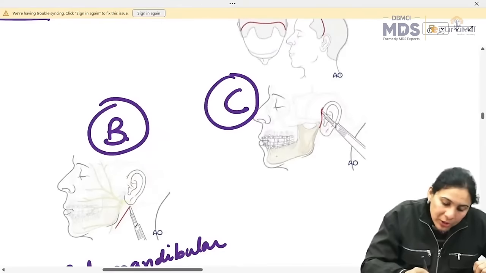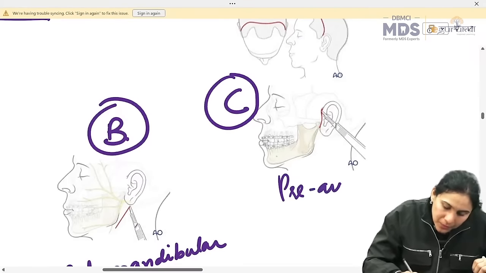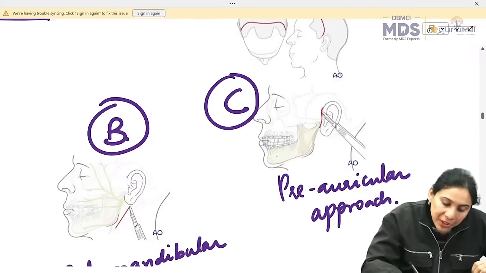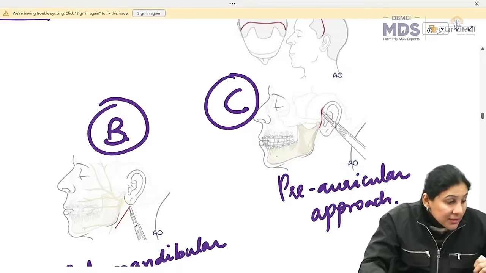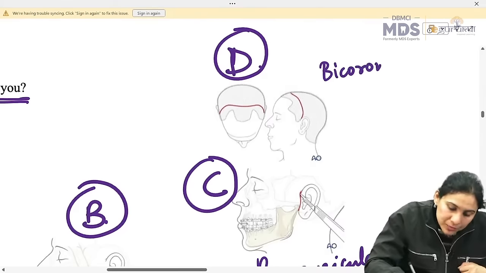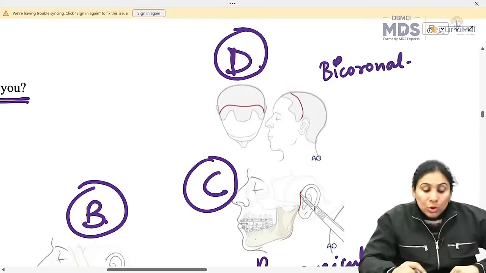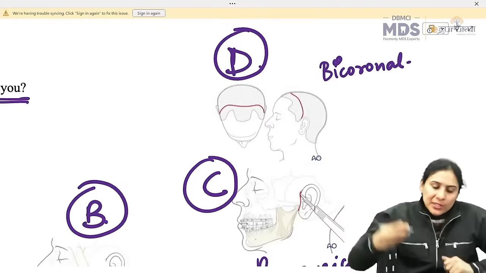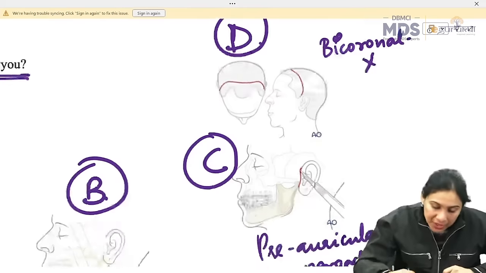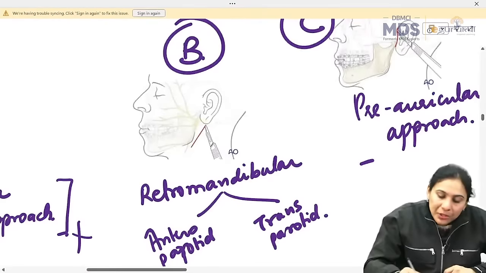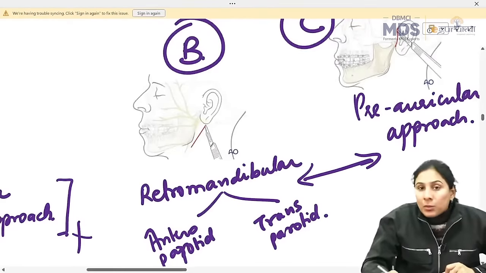C is pre-auricular approach. You all know, auricle means ear. Pre-auricular means in front of the ear, external auditory meatus. And D is bicoronal approach. So, bicoronal here, condyle here, it's too far. It's not a good approach for subcondylar fractures. Submandibular, still very far. The confusion is between retromandibular and pre-auricular approach.